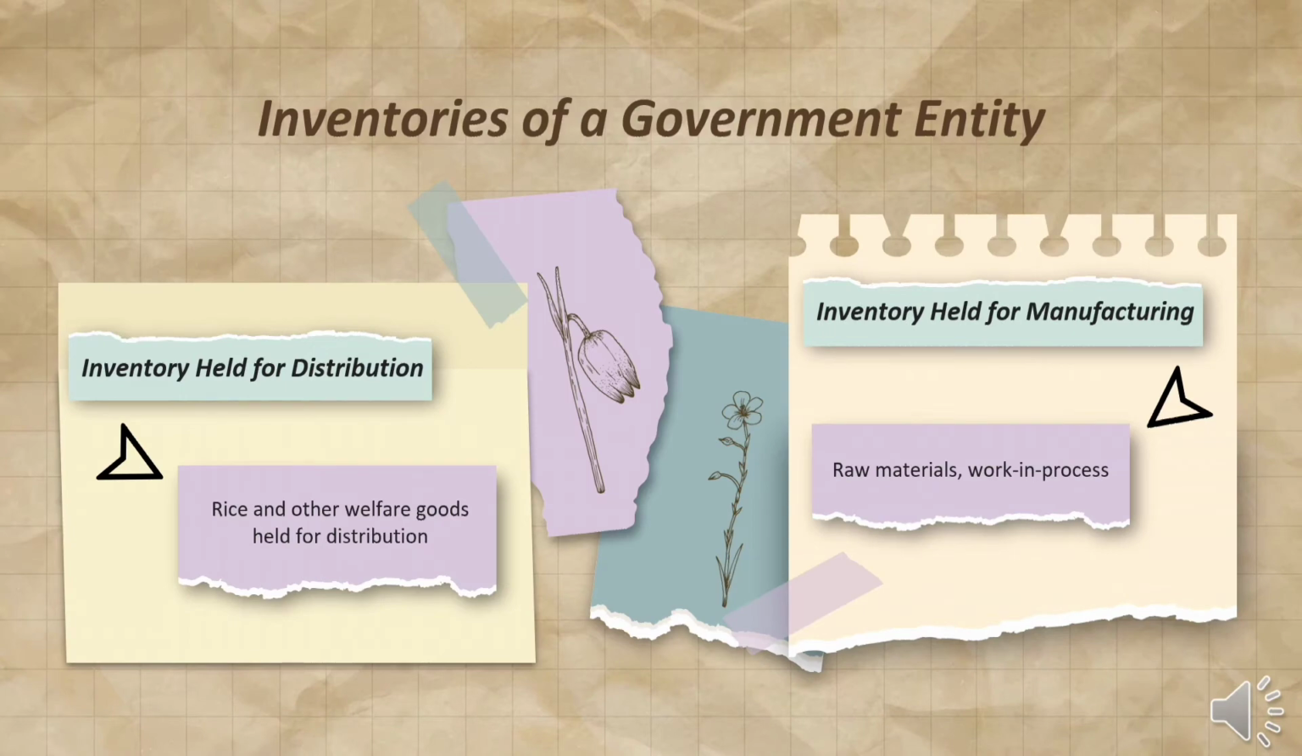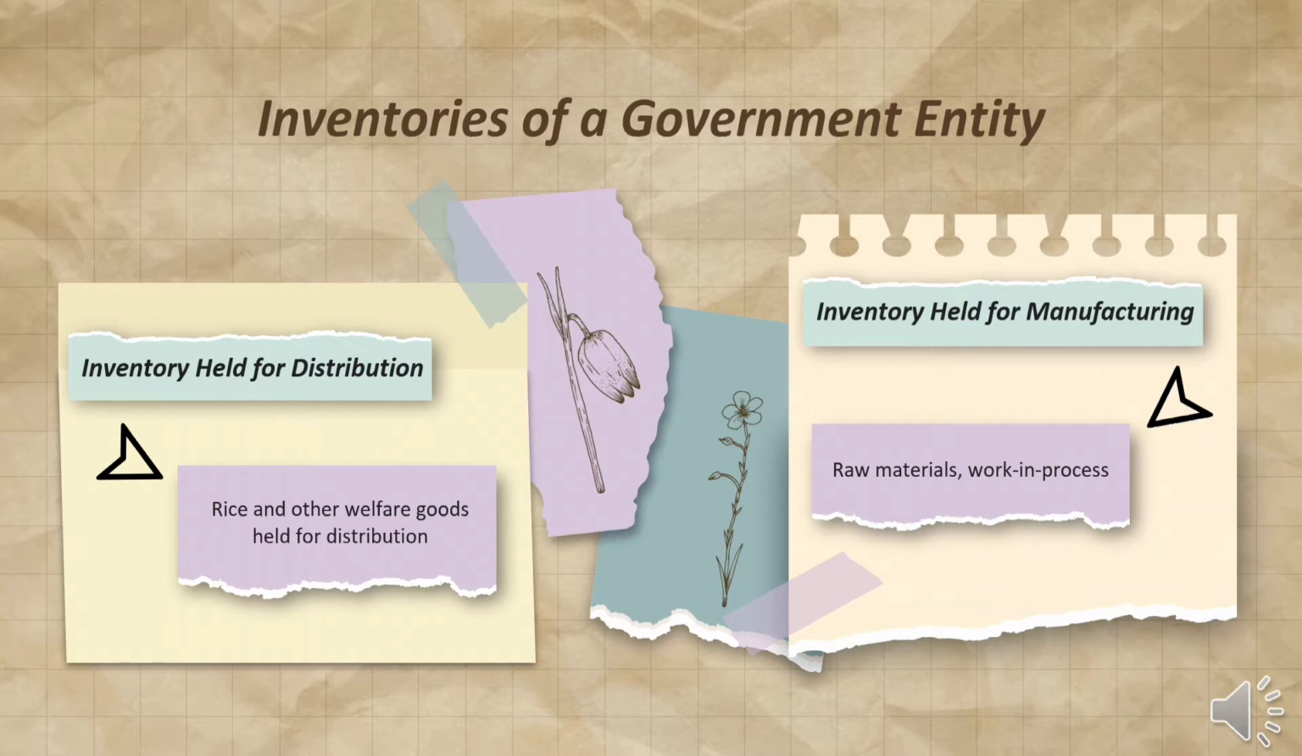Next, we have inventory held for distribution. So inventories held for distribution are assets which are held for distribution at no or nominal consideration in the ordinary course of operations. It is in the process of production for distribution at no or nominal consideration in the ordinary course of operations or in the form of materials or supplies to be consumed in the production process or in the rendering of services at no or nominal consideration.